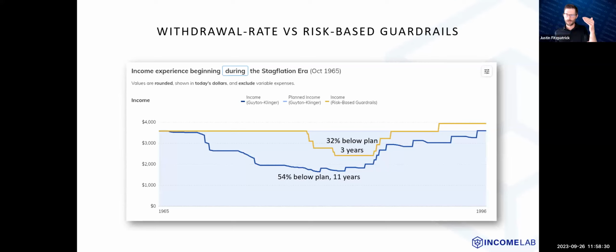So you can spend more if you can stomach volatility in bad times, or you spend less if you'd rather pay the price of spending less in order to have less volatility in bad times.